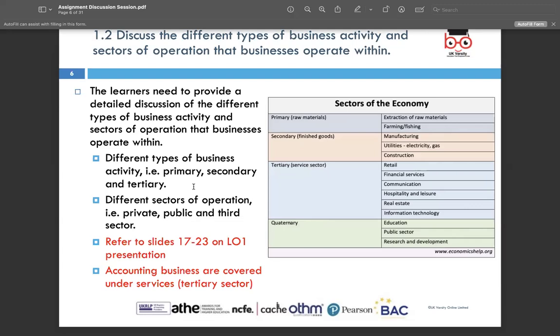We discussed the primary sector, which comprises companies that harvest raw material from the land to the sea, which are being prepared for utilization by other industries. At that time we used the example of Saudi Aramco, the greatest oil producer in the world, which generates up to $1 billion in revenue every single day. So you can refer to slides 17 to 23 of learning outcome 1. You can explain the different types of business activities, primary, secondary, and tertiary, and different sectors of operations: private, public, and third sector.